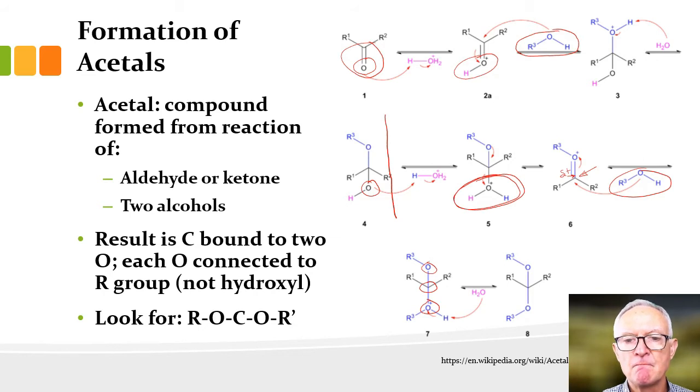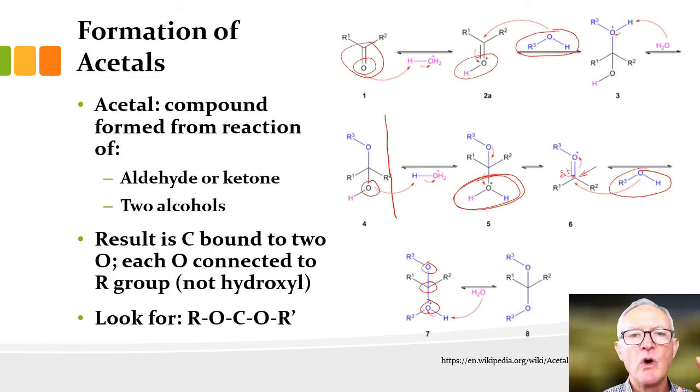Remember, in hemiacetals, we had a carbon attached to two oxygens, and one of those oxygens was in a hydroxyl group. In an acetal, both of the oxygens have R groups attached, and those R groups came from the two alcohols that we reacted with the carbonyl. So, two alcohols, one carbonyl. The two R groups that end up on the acetal come from the two alcohols.